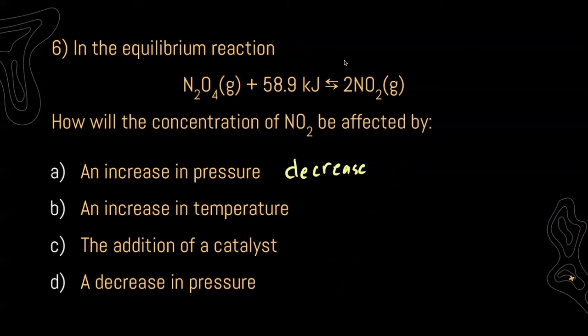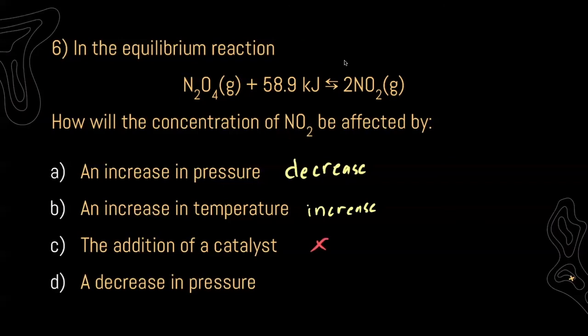If we increase our temperature, again, we're going to be increasing our reactants. Our reaction is going to go towards the right, so we're going to be creating more nitrogen dioxide. Our concentration will increase. If we add a catalyst, it's not going to do anything. There's going to be no change as it's only affecting our activation energy.